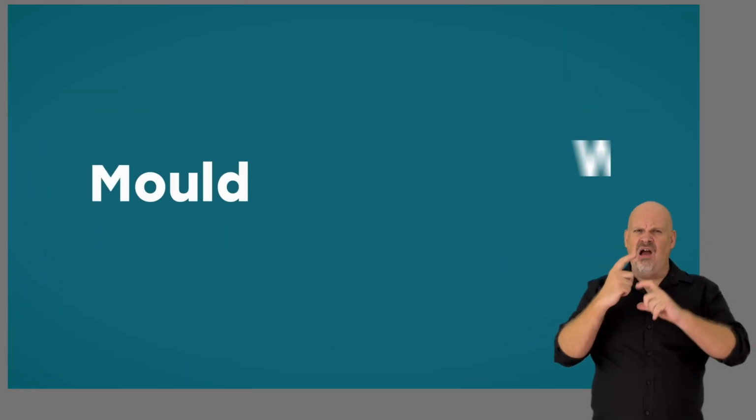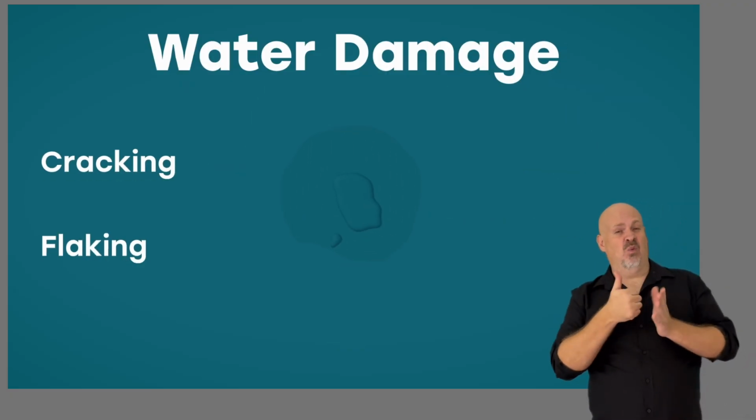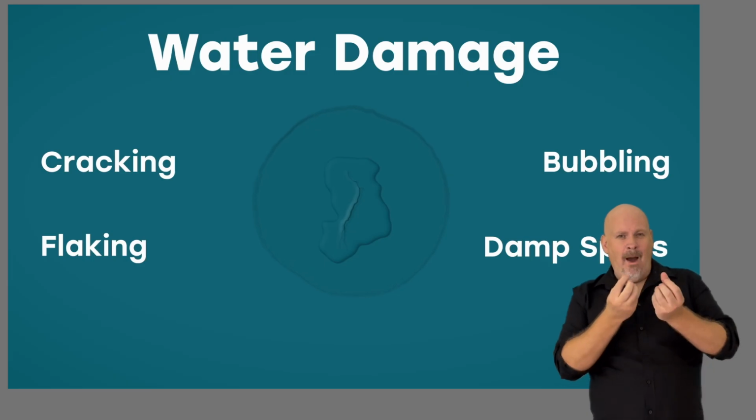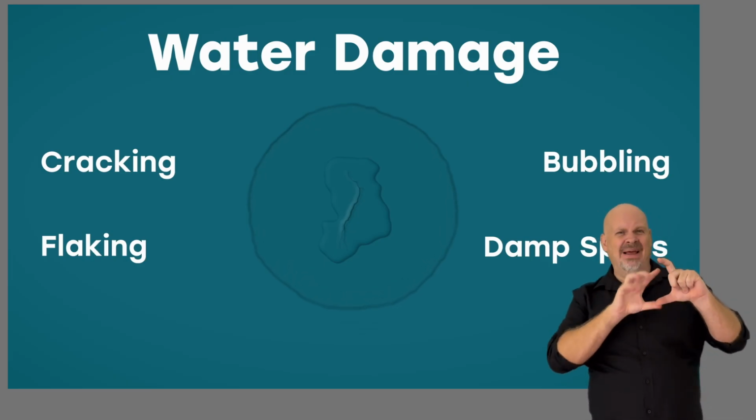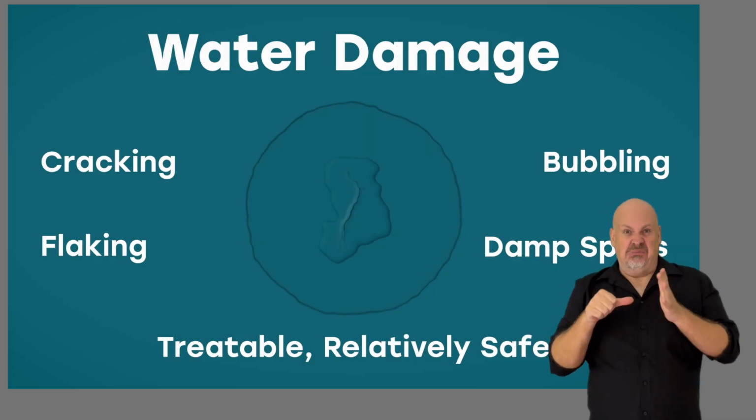Have you ever seen dark spots on the walls or furniture and wondered if they were mould or signs of water damage? Water damage usually appears as cracking, flaking, bubbling, or damp spots or stains, and though it may damage the building fabric, it can be treated and rarely raises health concerns.